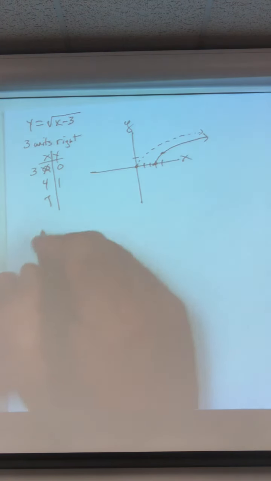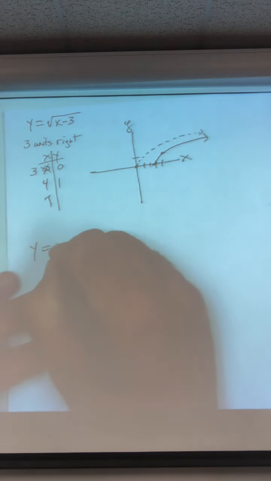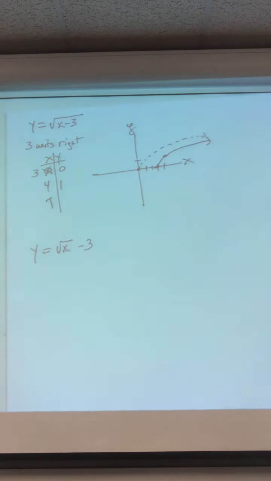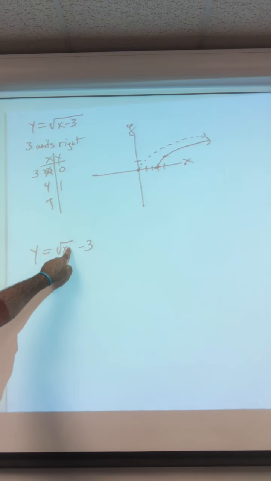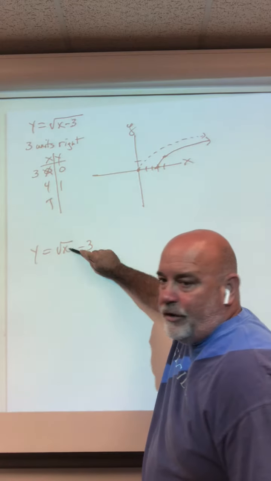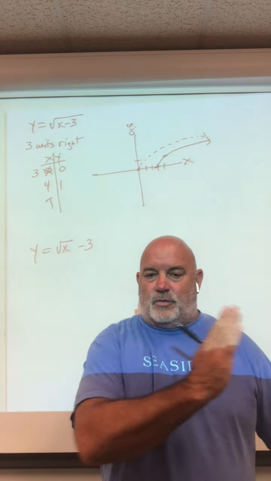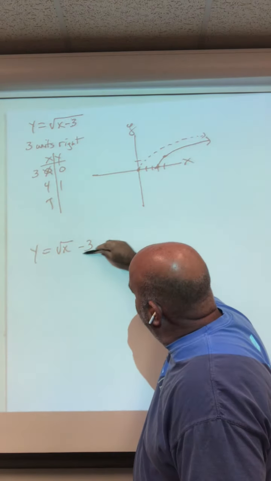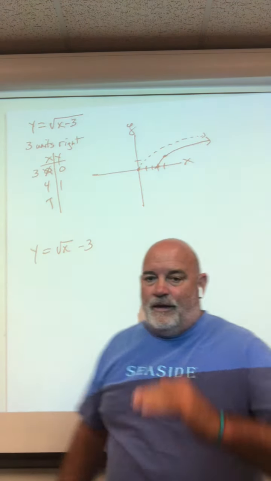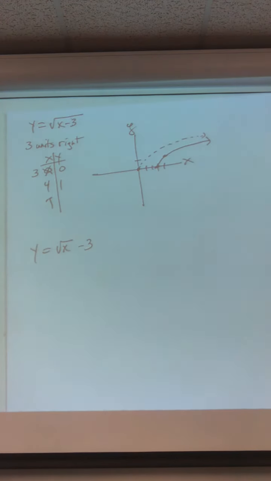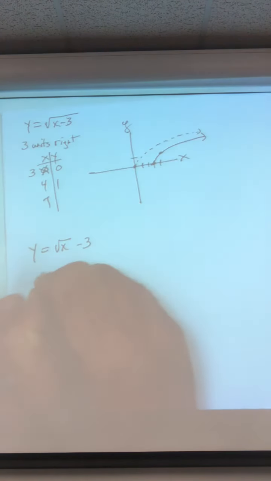Okay, let's do this one now. Be careful right here now. Remember the number under the radical with x. The number under here affects the graph this way, the opposite of it. The number that's on the outside affects it this way. Let me show you why. Let's make an XY chart.